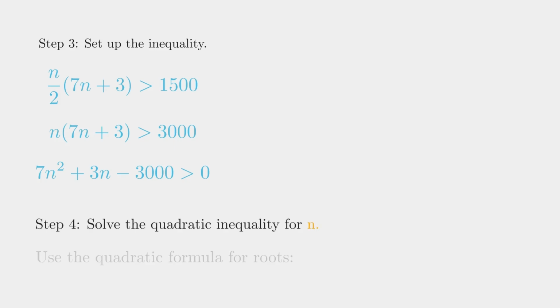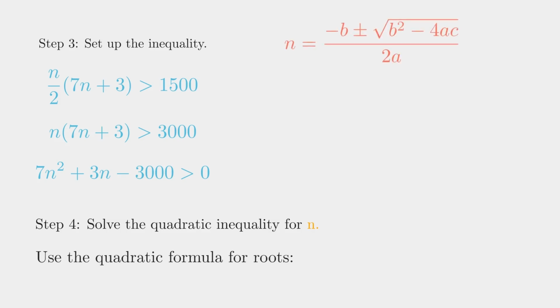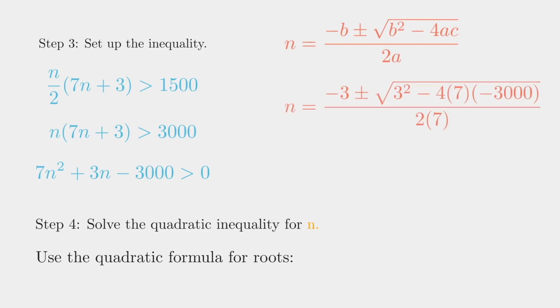To solve this quadratic inequality, we first need to find the roots of the corresponding quadratic equation, 7n squared plus 3n minus 3000 is equal to 0. Using the quadratic formula, we get n is equal to negative b plus or minus the square root of b squared minus 4ac all divided by 2a. Replacing our values, a equal to 7, b equal to 3, and c is equal to negative 3000, we get n is equal to negative 3 plus or minus the square root of 3 squared minus 4 times 7 times negative 3000 all over 2 times 7.